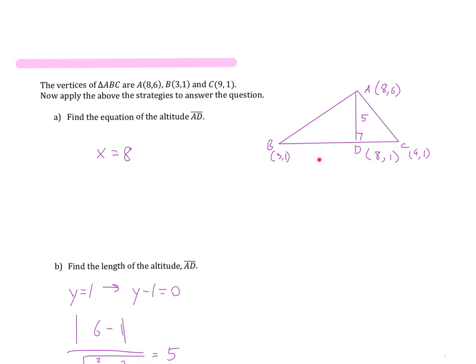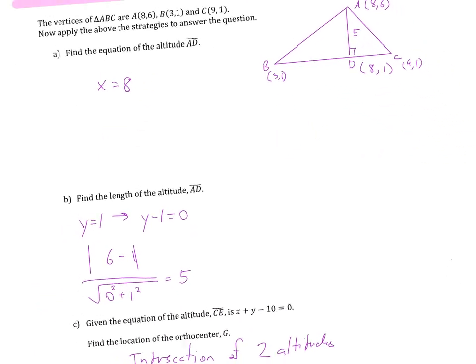And if I draw this, the equation of the altitude, they both share the value of 8 for the x values. So this is going to be a vertical line, and that makes sense because BC is a horizontal line, so perpendicular makes it vertical. And that's going to be the line x equals 8 is the equation of the altitude.